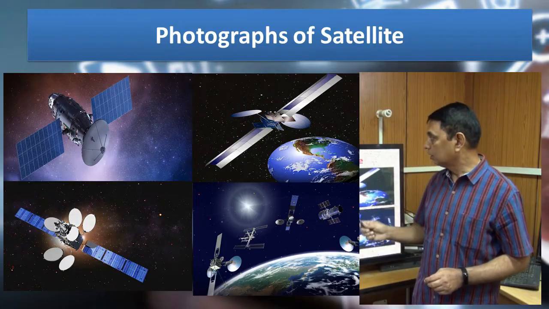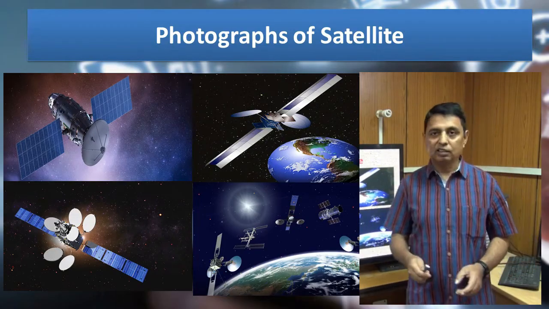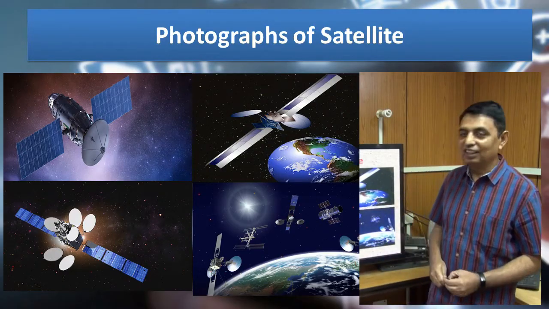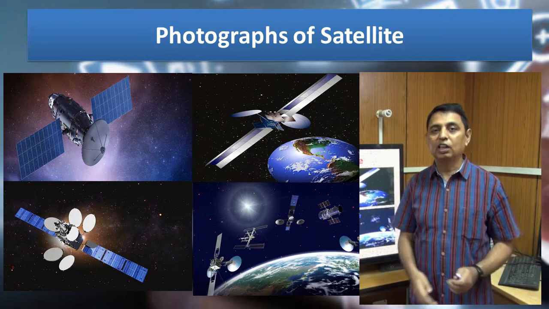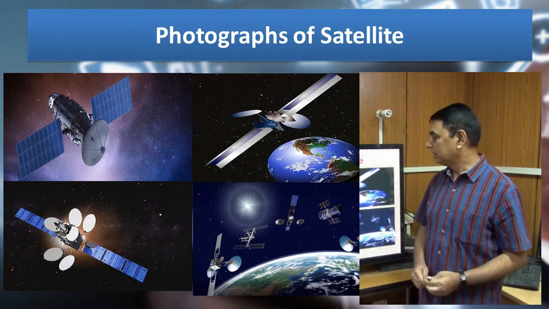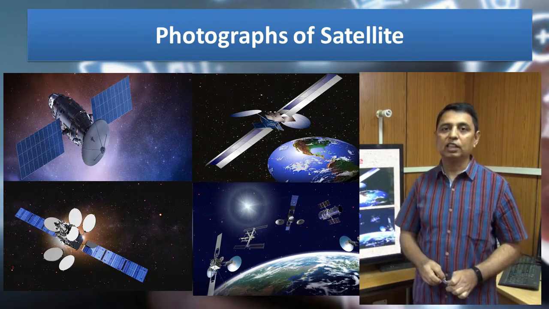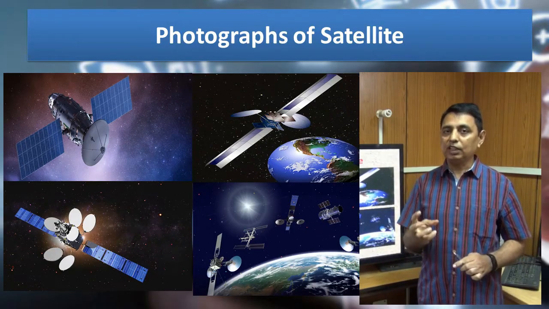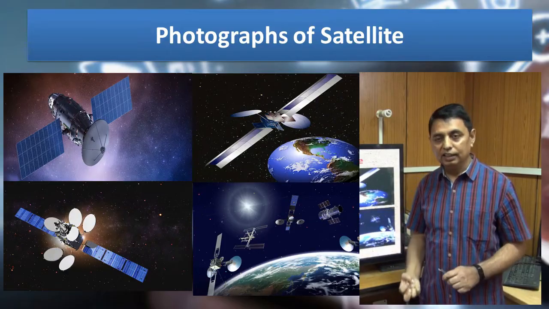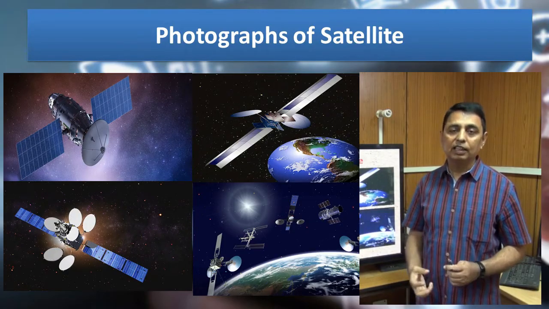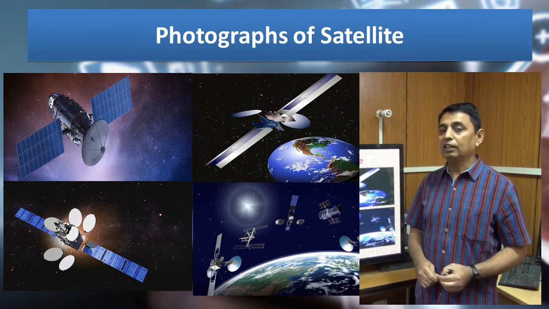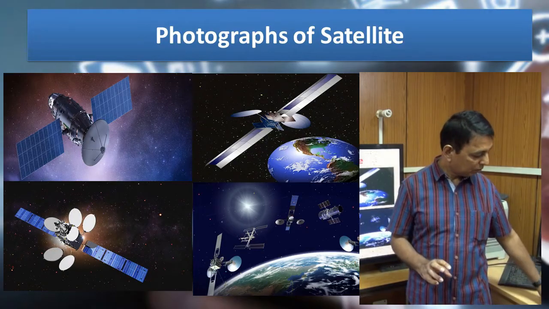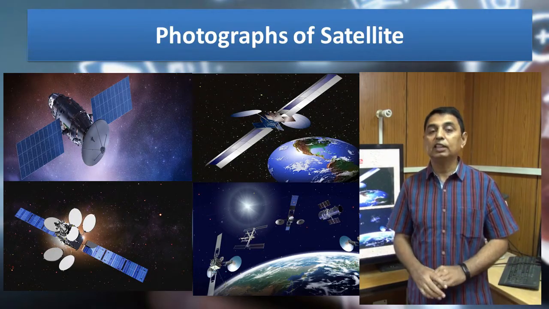Now these are the photographs of some satellites. Just for you students, you can see how the satellites are moving around the Earth, how they capture the information, getting information from the satellite, and how this information is again recorded at a ground station. And that information we are receiving in digital form.